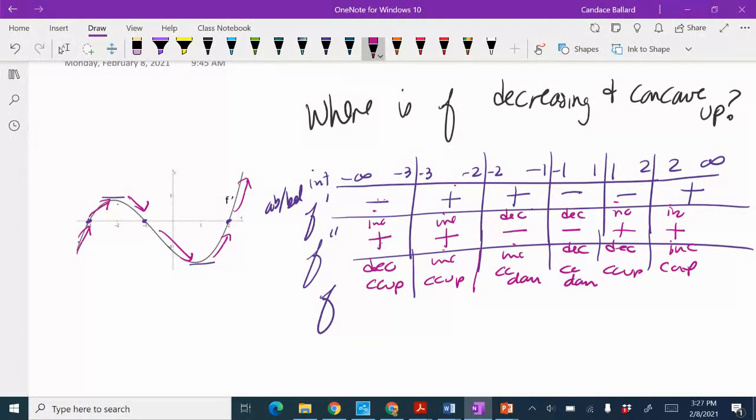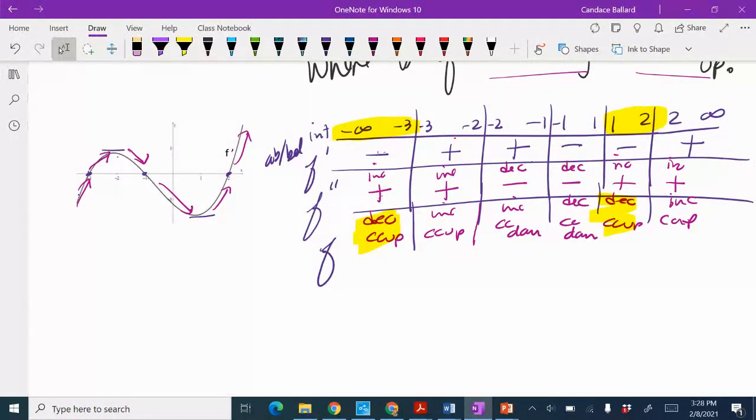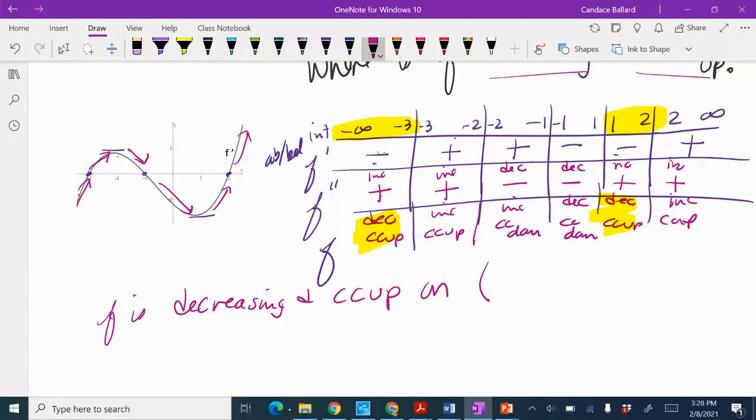All right, so then I'm going back to my question. I need to be decreasing and concave up. So decreasing concave up is this interval. And it looks like right here as well, so that interval. So let's write out the explanation. So we would say that f is decreasing and concave up on, and then we're going to list the intervals, always open parentheses on these. So -infinity to -3 and 1 to 2.